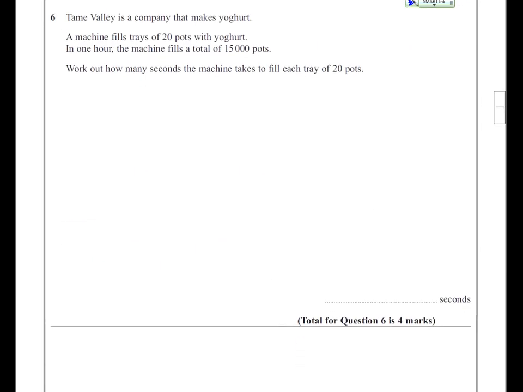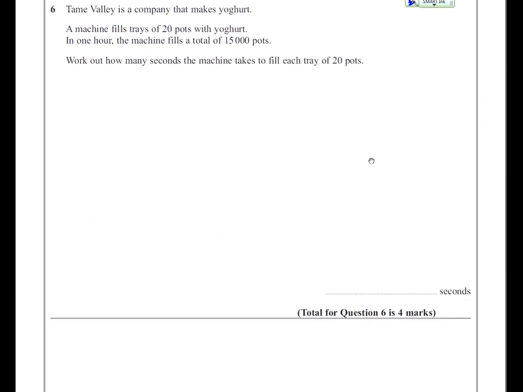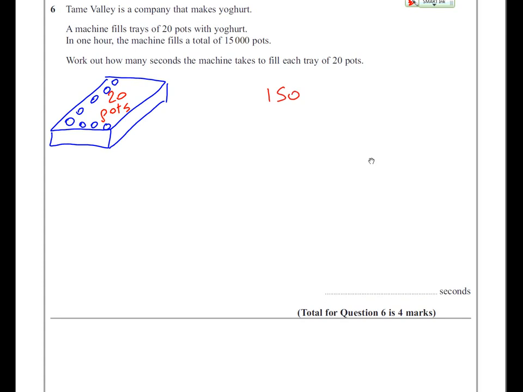Question 6. Tame Valley is a company that makes yogurts. A machine fills trays of 20 pots with yogurt. So each tray has 20 pots in. Okay, if you imagine them all. Okay, 20 pots. In 1 hour, the machine fills a total of 15,000 pots. So I'm just writing down the key information. You can see where I'm getting it from. Work out how many seconds, we're changing to seconds, the machine takes to fill each tray of 20 pots.